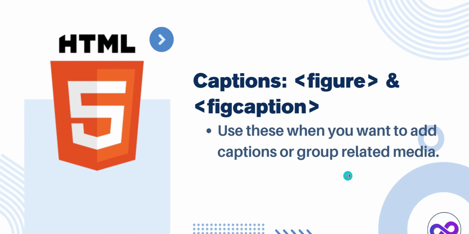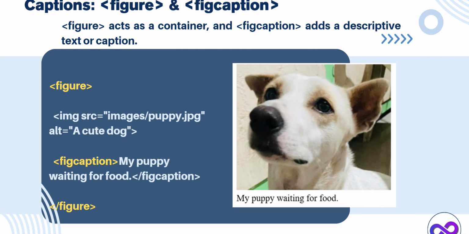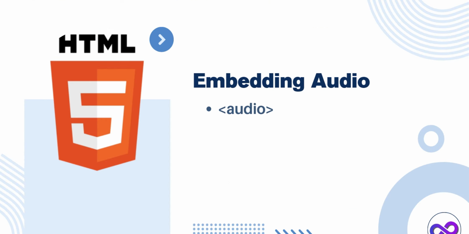Next up, let's discuss figure and figcaption. We use this when you want to add a caption or group related media. Now, figure acts as a container and figcaption adds descriptive text or a caption. So this one is a figure tag that acts as a container containing one image and a descriptive text of that image.